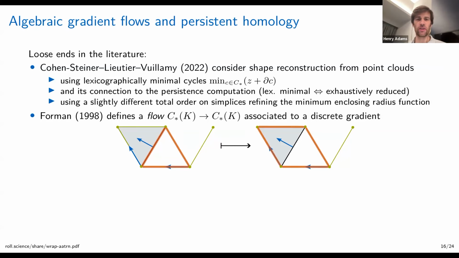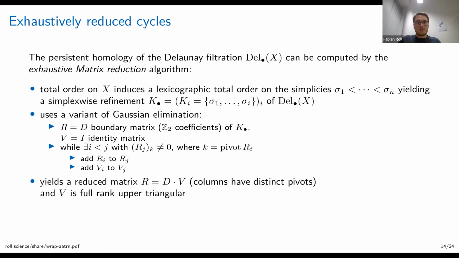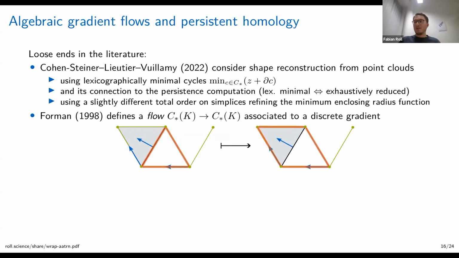Fabian, before you go on, let me ask a question from the chat. Can you remind us the definition of exhaustively reduced? Yes, so it's basically using this procedure. You're taking pivots, the columns of your reduced boundary matrix, and as long as you have an entry in your cycle that is non-zero, you add the column corresponding to the pivot entry to the column itself. So exhaustively reduced basically means obtained by exhaustive matrix reduction. I hope this answers the question.